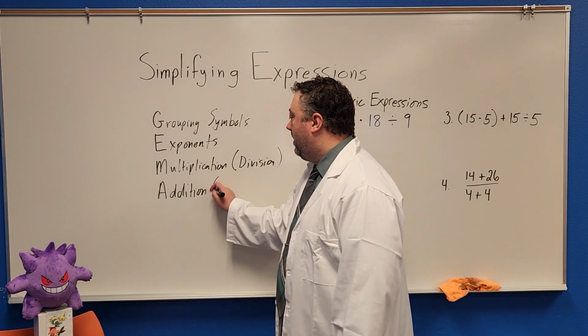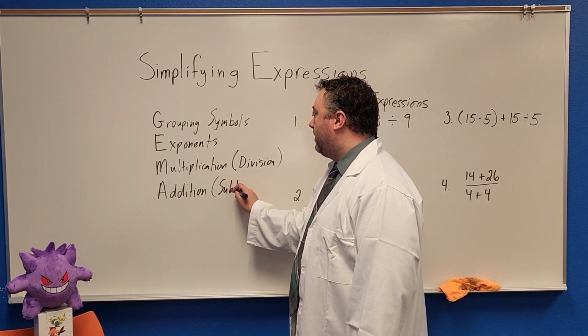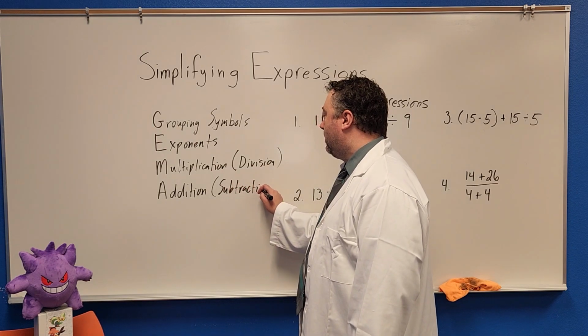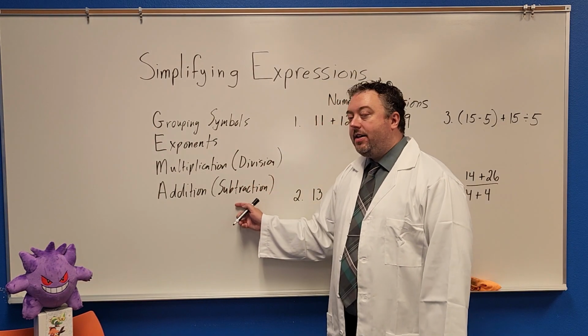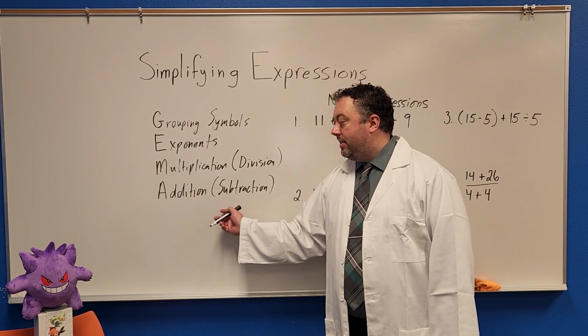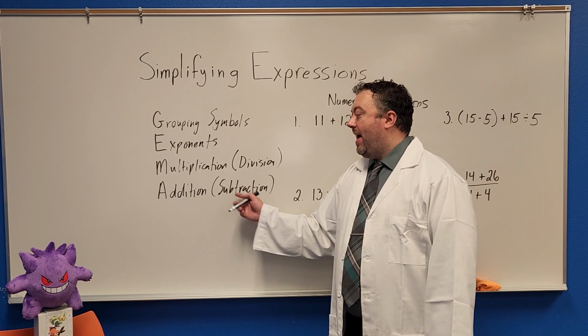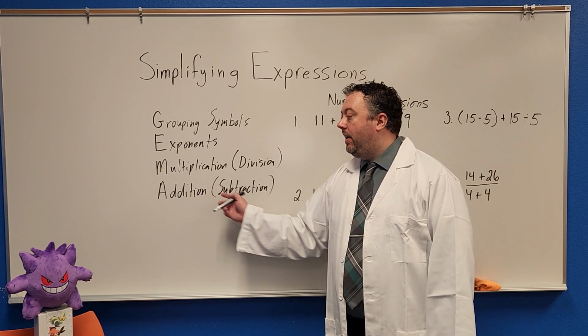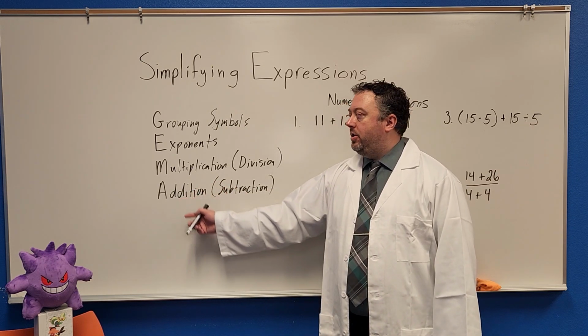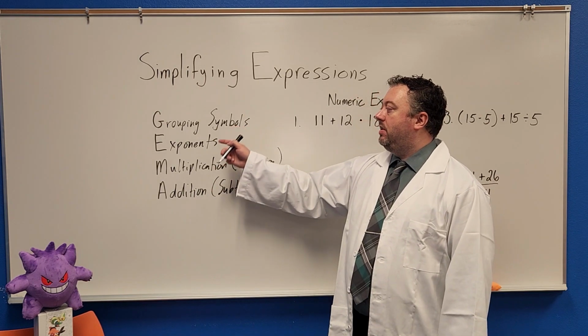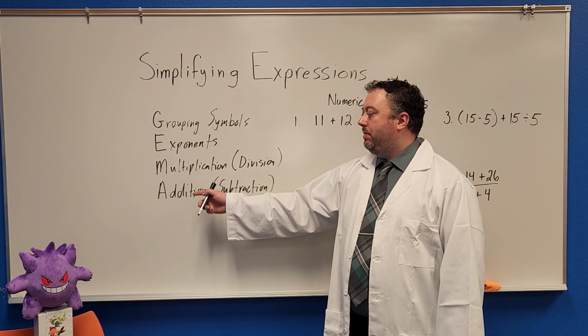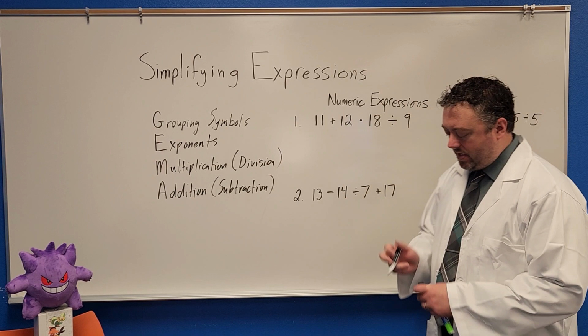The last step is addition. And again, you may be saying, well, what about subtraction? Subtraction is just a simplified way of thinking about addition. So again, subtraction is just addition, so we don't really need it. We can just go with addition. So the order of operations are grouping symbols, then exponents, then multiplication, then addition.